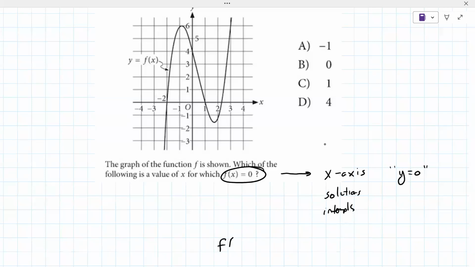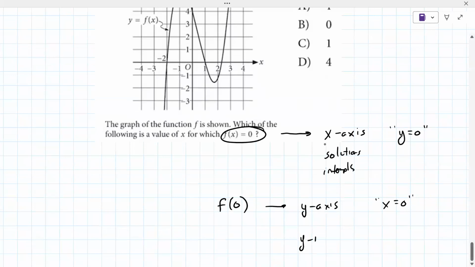The other one is f of 0. This is the y-axis. This is when x equals 0. This is the y-intercept. So you have to know the difference between these two. This is just a note card or something to get this down.